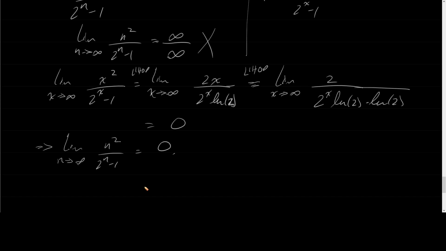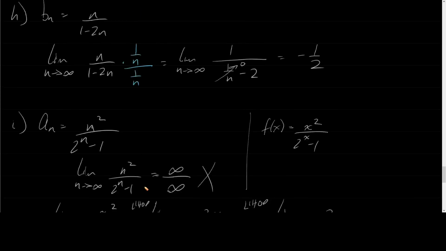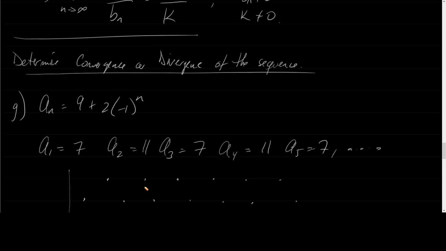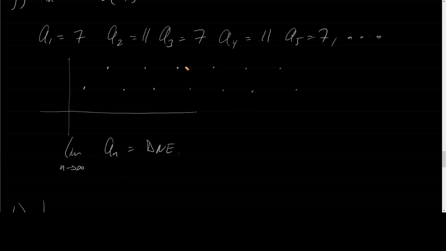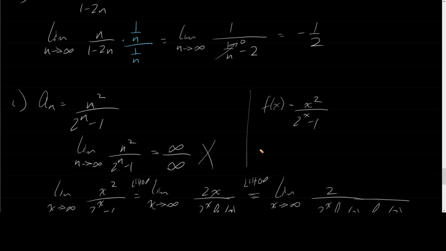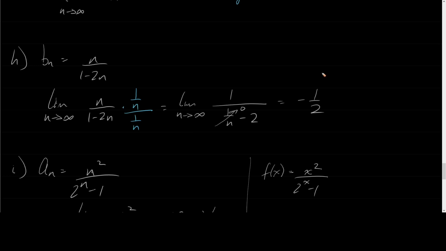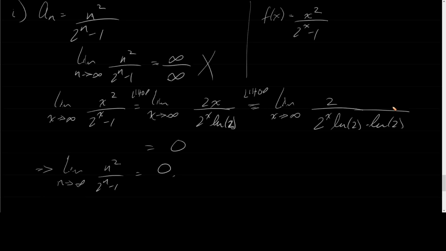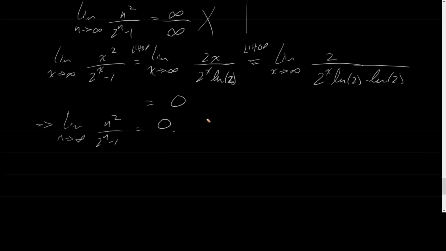Alright. Oh, by the way, I just realized I haven't been following the instructions. It said determine convergence or divergence. We really should say what happens here. And here, since the limit does not exist, it is divergent. Right? It is divergent. And this next one, the limit went to a specific value, so it's convergent. And the limit went to a specific value, 0, so it is convergent.